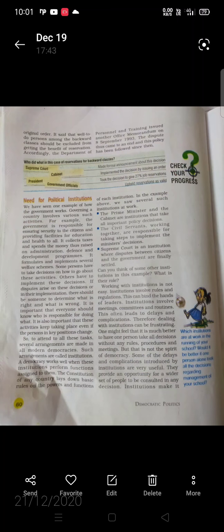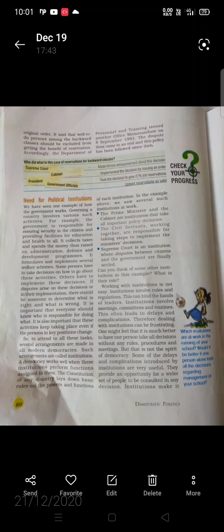Now, what do we mean by political institutions? In India, political institutions are arrangements that carry out all the tasks of the country, and in a modern democracy these arrangements are known as institutions. Working with institutions is not easy. It has a lot of rules and regulations. This can bind the hands of the leaders.